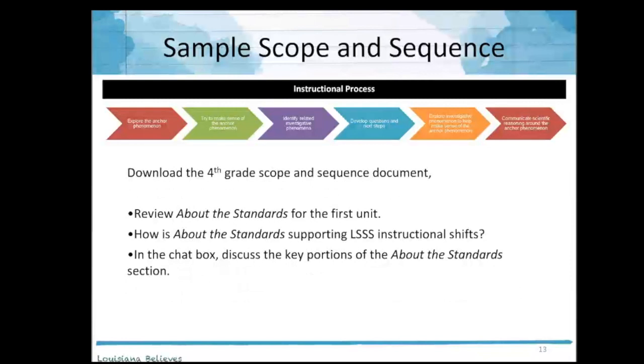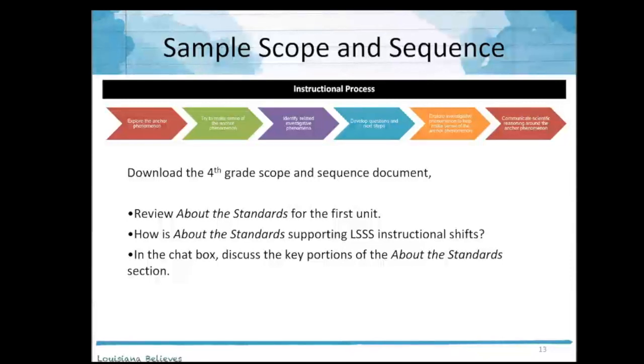So if you look to the right of your screen, in the web link box, you will see the 4th grade scope and sequence document. If you would download that document, we will be using it for the remaining portion of today's presentation. Once you download the 4th grade scope and sequence document, I would like for you to review the first couple of pages just to see how the document is organized. Once you review the first few pages, I would like for you to focus in on pages 7 through 9. That is the About the Standards section of the first unit.